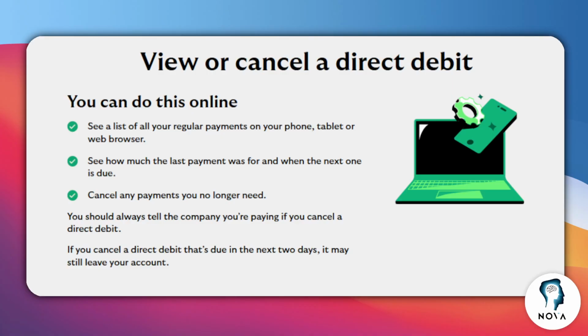Then you will have to see how much the last payment was for and when the next one is due. Then you will have to click on cancel for any payments that you no longer need. You should always tell the company if you cancel a direct debit, and if you cancel a direct debit that's due in the next 2 days, it may still leave your account. You'll have to keep that in mind.